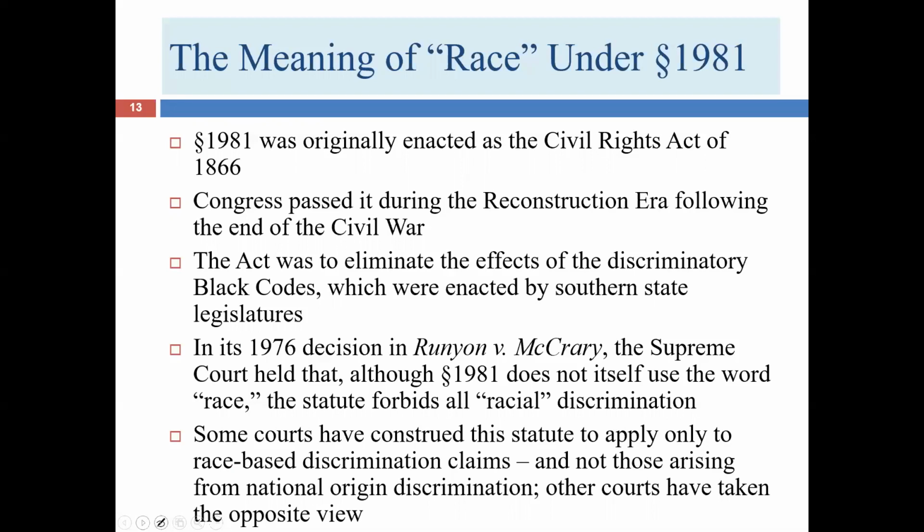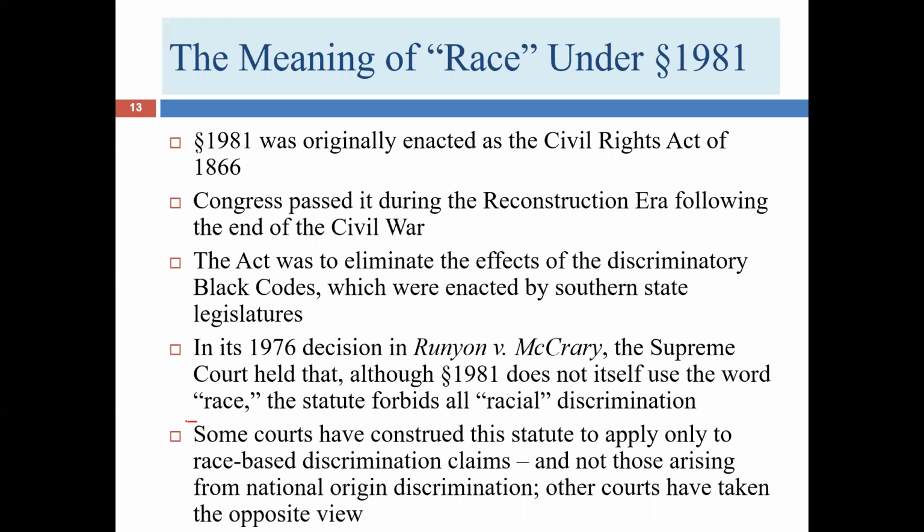And so some courts have said, well, race has to do just with Black, white, Asian. It doesn't have to do with national origin type issues. That's what some courts have said. Other courts have taken the opposite view. They've acknowledged that back in 1866, when Section 1981 was passed, the term race was a broader term, including concepts like national origin. Again, there's differences. Courts have come down on both sides.